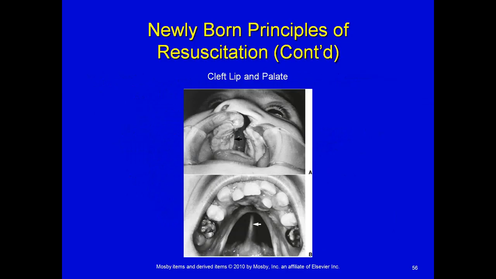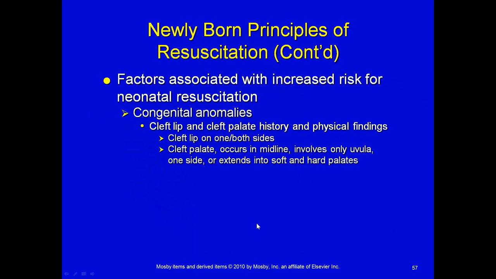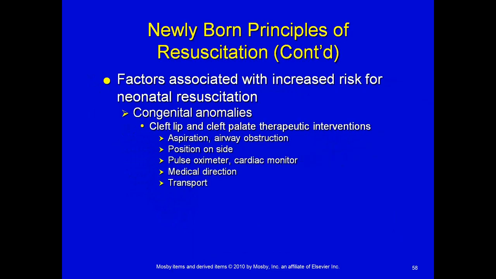And as you can see in the bottom picture, there's a cleft palate. Cleft lip and cleft palate. Cleft lip could be on one or both sides. Cleft palate occurs in the midline and involves only the uvula on one side, and it may extend into the soft and hard palates both. Problems associated with the cleft lip and cleft palate include aspiration, so we have to be vigilant for airway obstruction, put them on their side, monitor their pulse oximetry and their heart rate, and contact medical direction and transport.